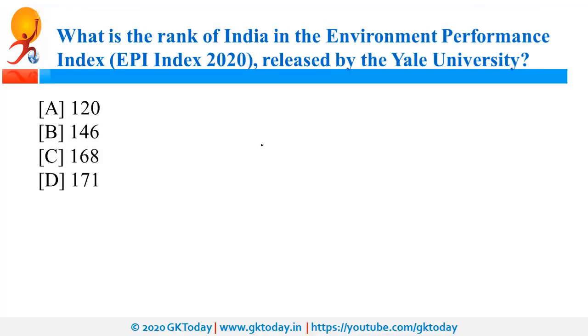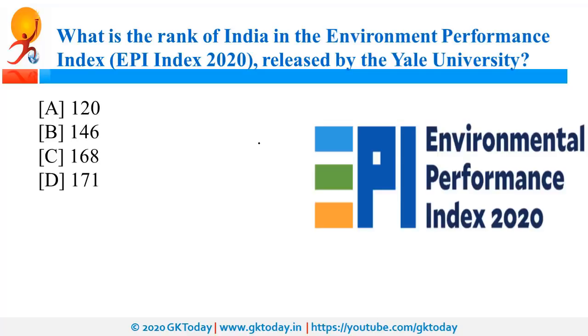What is the rank of India in EPI, that is Environment Performance Index, which has been released by Yale University? So India's rank is 168, and as per this index, Denmark is on top, and Denmark is followed by Luxembourg and Switzerland. So India is on 168th position out of 180 countries, and this time India's score is 27.6. Last year India was on 177th position and the score was 30.57.